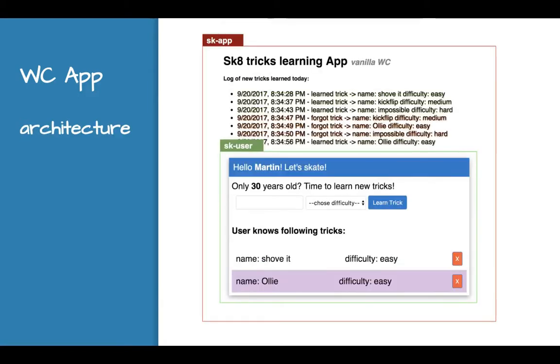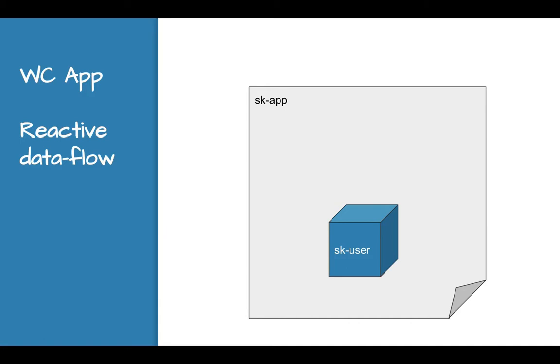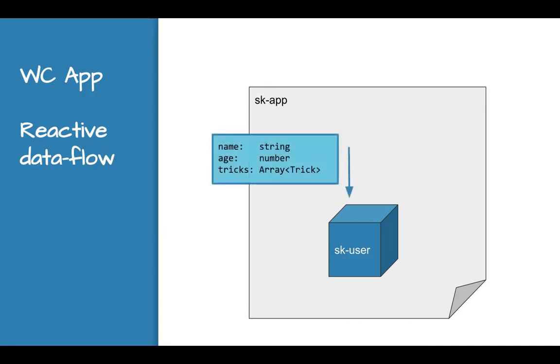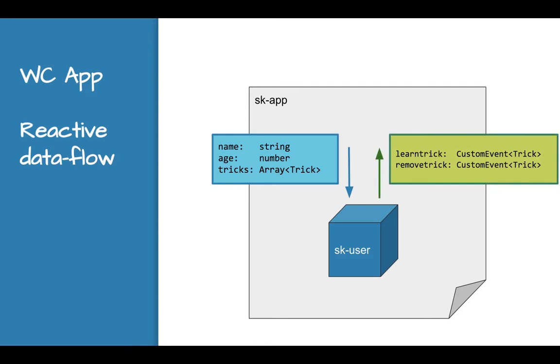Again, we are using the component module provided by web components. So we will create a component tree. In our case, there will be just two components, the root, SKApp, and SKUser. And we want to implement reactive data flow. So basically, SKUser will be a stateless component, which will have some properties, name, age, tricks, and it will emit custom events when something changes. So the app will be responsible for any logic, and it will propagate the new data and render in one-way reactive data flow.